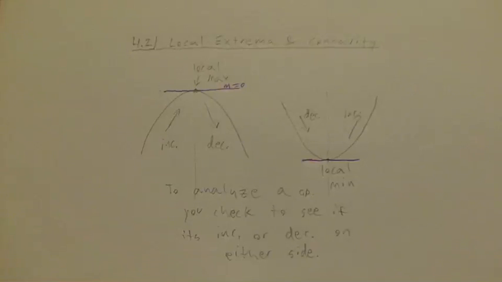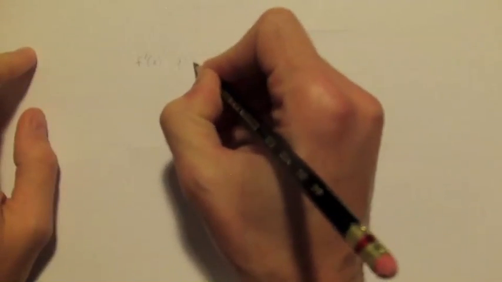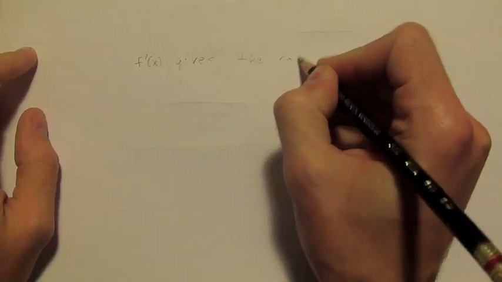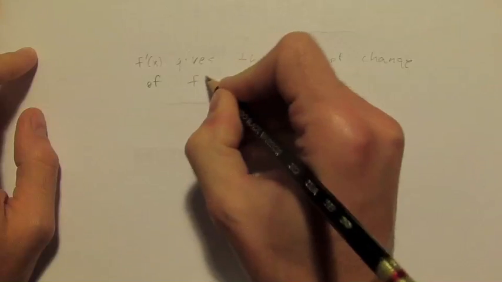Okay? Now, up until this point, determining if a function is increasing or decreasing on a certain interval was actually a really tough thing to do. It was kind of complicated. But now that we have the derivative, which tells us the rate of change of f, it's actually very simple to see if a function is increasing or decreasing.